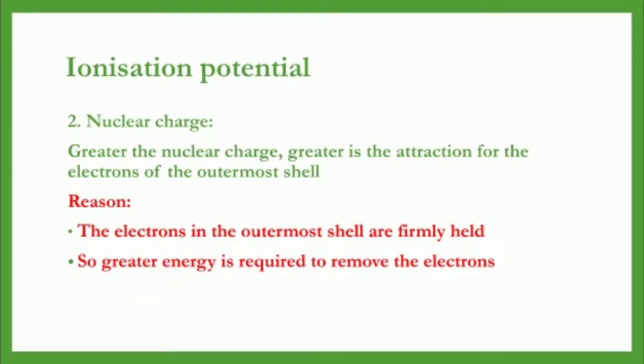While coming to the nuclear charge, what happens? Greater the nuclear charge, greater is the attraction for the electrons of the outermost shell. While going across the period, the nuclear charge will be more. It will be tightly bound, the force of attraction will be more. So to remove it, what do we need? More energy. So ionization energy will be more across the period.